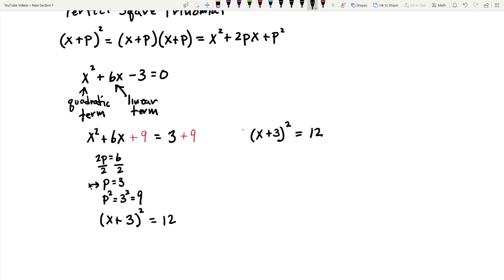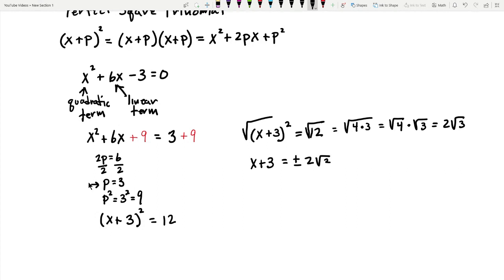Now to solve it, all I have to do is square root. So on the left-hand side, we get x plus 3. On the right-hand side, remember, anytime you impose a square root, you have to say plus or minus. And then the square root of 12. Let's look at this for a minute. The square root of 12, that would be 4 times 3. So that would be the square root of 4 times the square root of 3. And the square root of 4 is 2. So it'd be plus or minus 2 square root of 3.